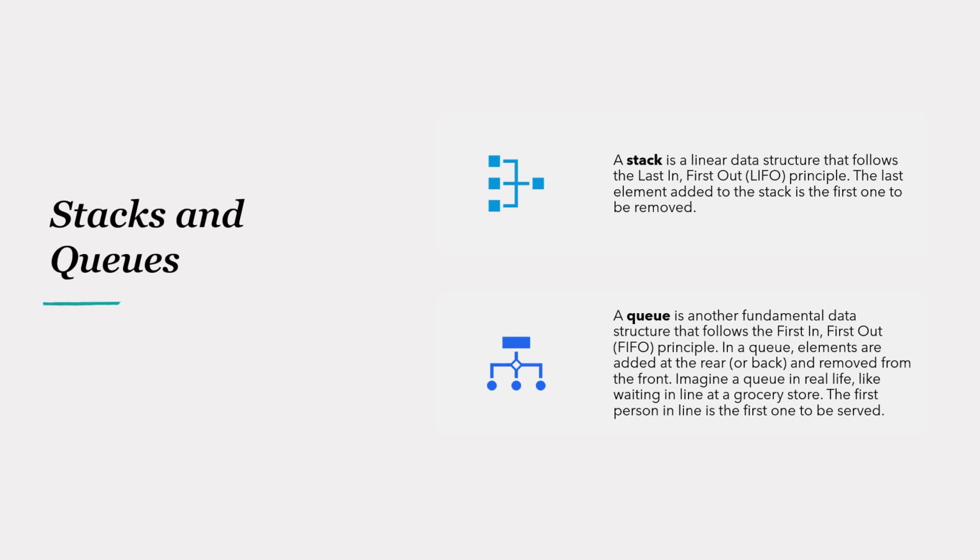Imagine a queue in real life, like waiting in line at a grocery store. The first person in line is the first one to be served. Here are the primary operations of a queue.